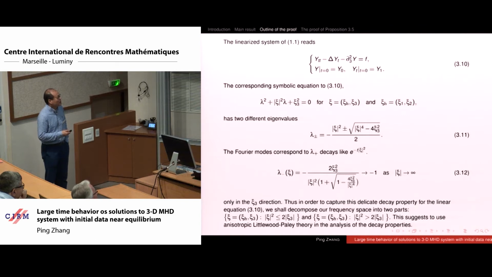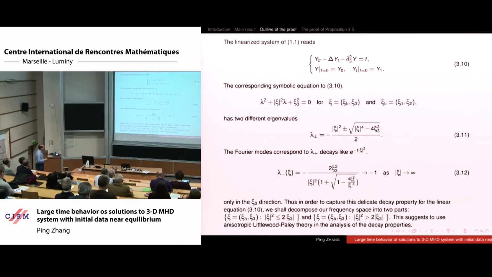It's easy to observe that the Fourier modes corresponding to lambda plus decay to 0 like the heat kernel, e to the negative t xi squared. But lambda minus, which can be written in this way, tends to minus 1 as xi tends to infinity only in the xi_3 direction. In fact, this analysis also depends on whether this is a positive sign or not. If this is a negative sign, then these Fourier modes always decay like e to the negative t xi squared.